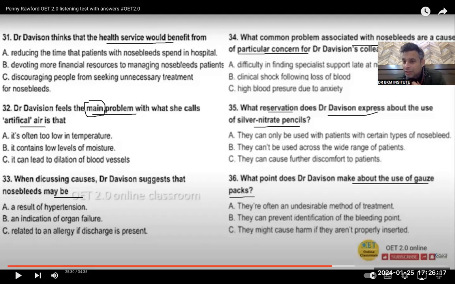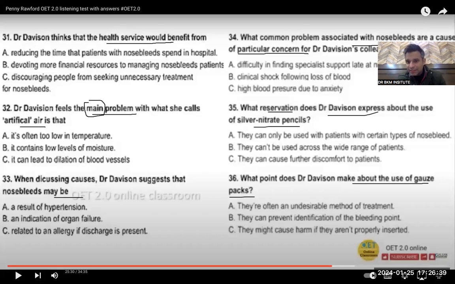She did not talk about certain types of bleeds. She talked about that it can be used only for the children. That means you can't use it for the older people. You can't use it for other people other than children. So you can't use it for a wide range of patients. Simple, yaar. What's complicated in that?